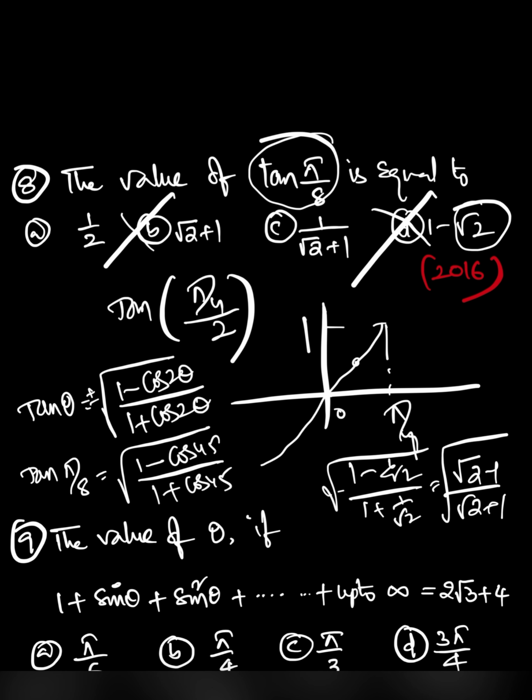Now we do rationalization of root 2 minus 1. If you multiply with root 2 plus 1 to the numerator as well as the denominator, you get 1 by root 2 plus 1.